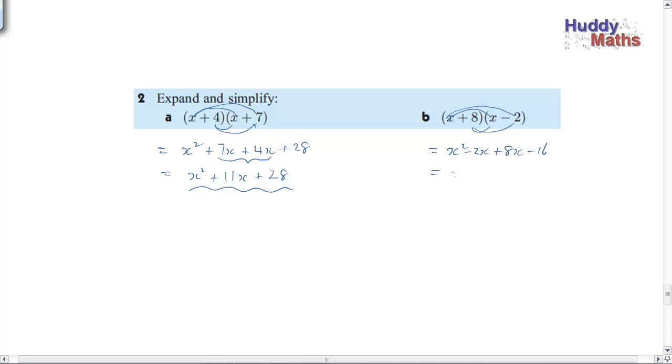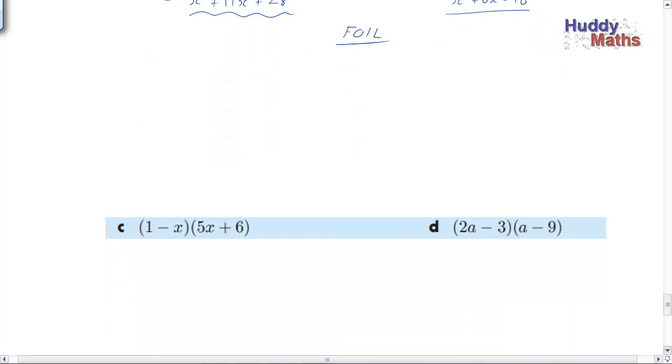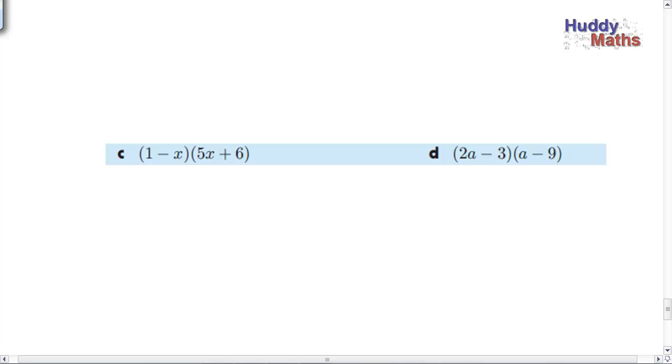Okay, so we've got x squared, and these two are like each other. 8x take 2x is positive 6x. Take 16. Okay, how did you go? Getting the bigger one here. And I suppose you can just remember the rule: FOIL, first, outers, inners, last, so you don't leave any multiplications out. You're just multiplying all these together. X by that bundle and 8 by that bundle. Okay, let's go down to this one, and I want you to pause the presentation, have a go.